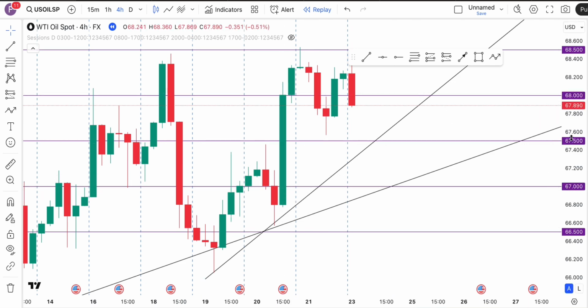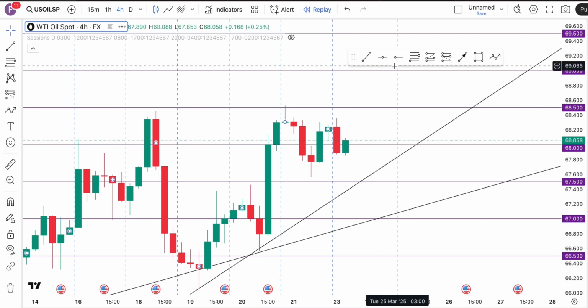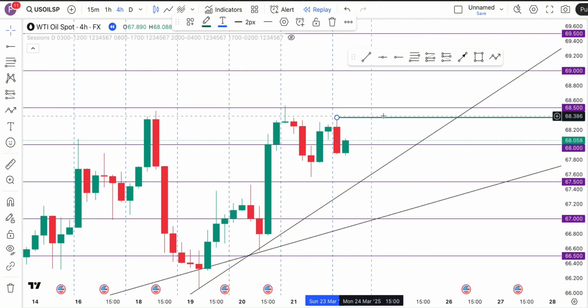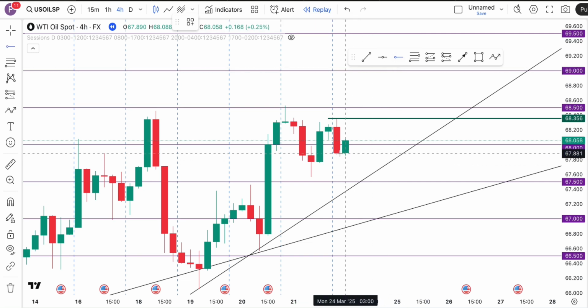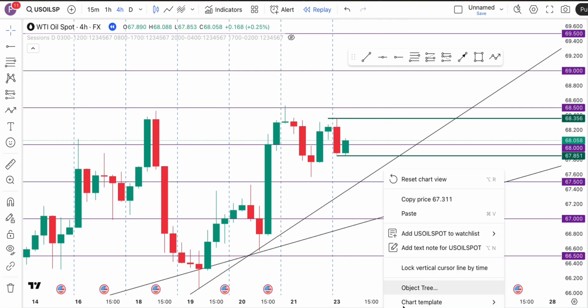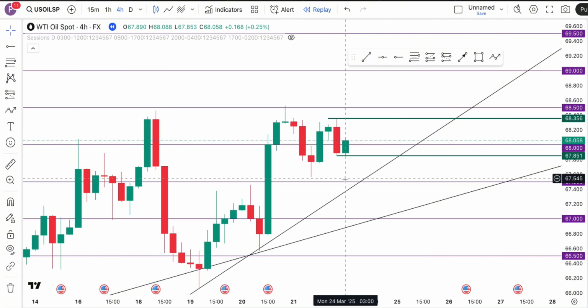So you want to wait for the first two candlesticks to appear on the H4 time frame. These are the first two candlesticks on the H4 time frame. Then you mark the highest point, then you mark the lowest point. Do you see this? After doing this, you come to settings and toggle off the session break so that you can have a clean screen.